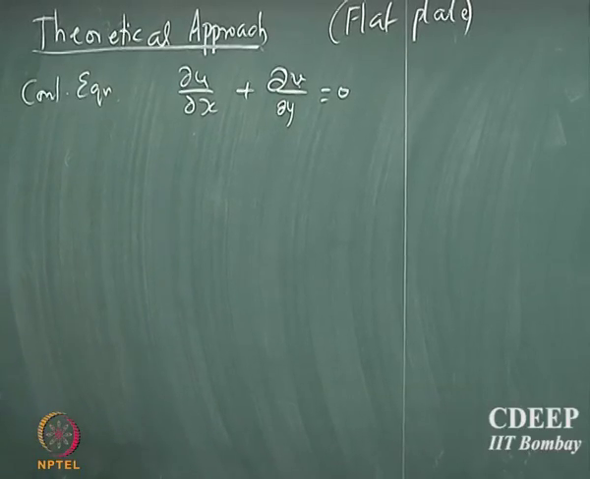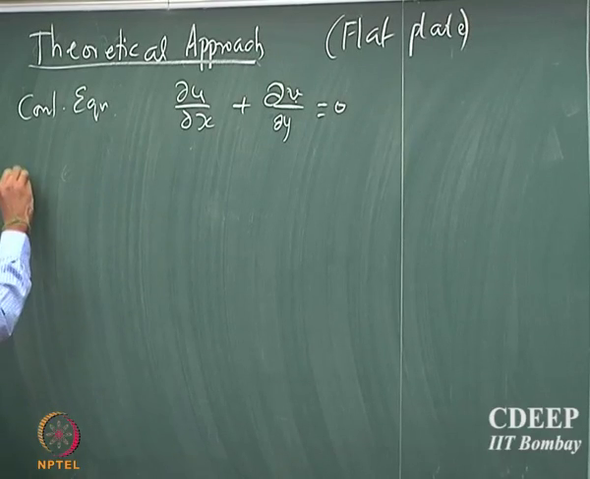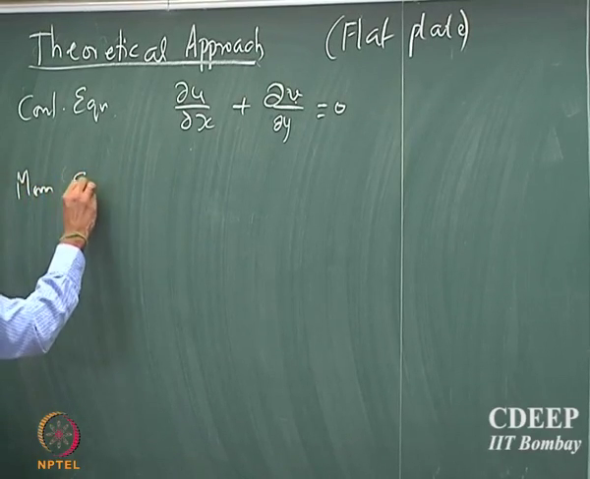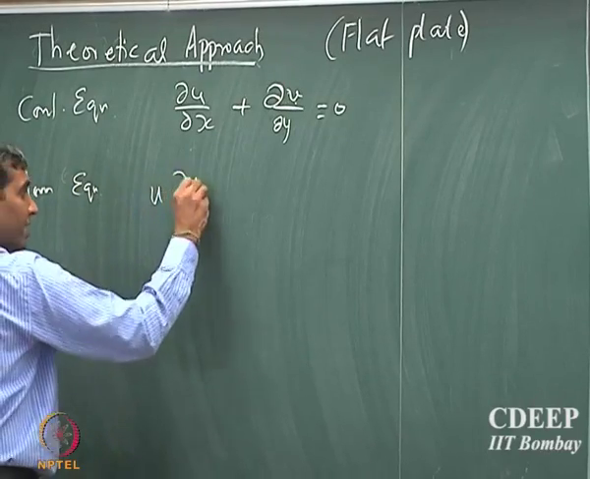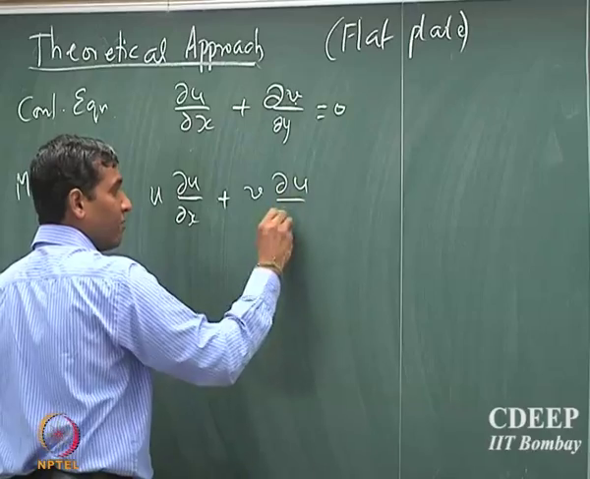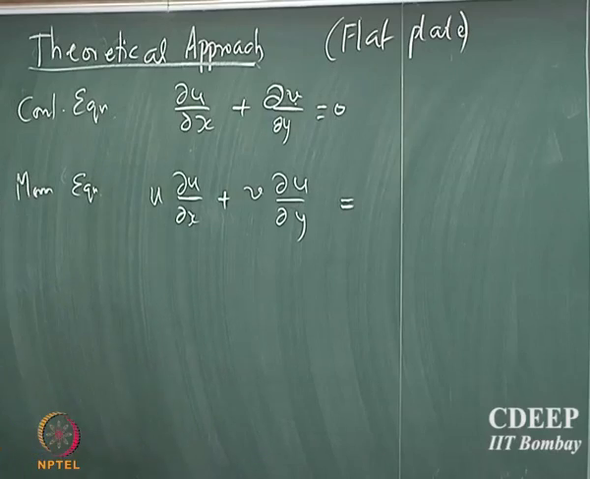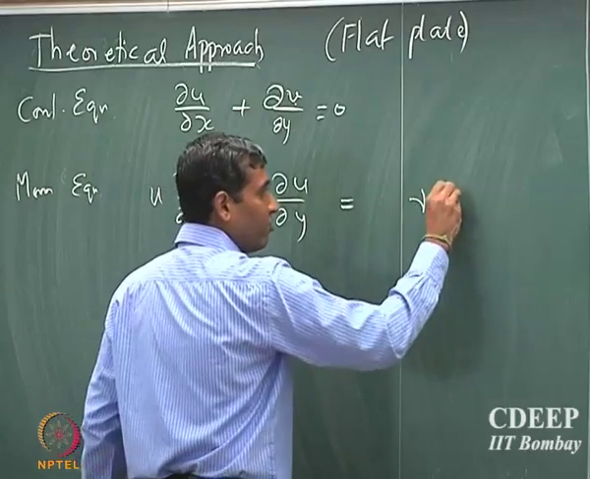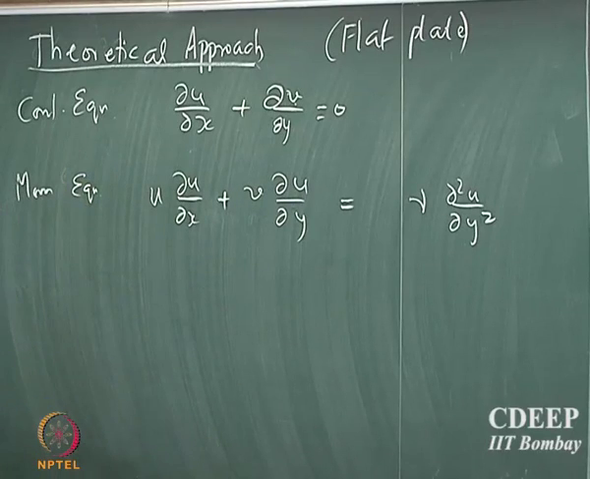u and v are the x component and the y component velocities, and then you have the momentum equation, that will be u du by dx plus v du by dy, that is equal to, we said that dp by dx can be approximated to 0. So we will have nu into d square u by dy square.